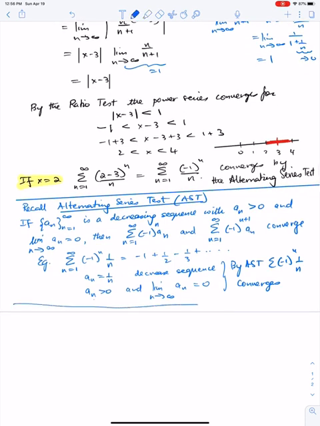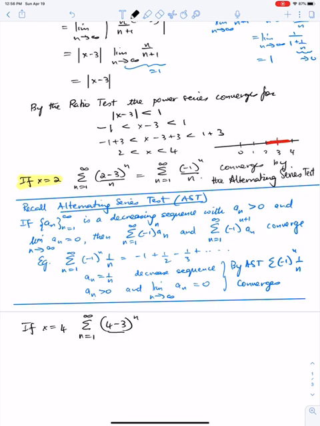And similarly, when x is equal to 4, what you get is a summation n equals 1 to infinity of (4 minus 3)^n over n. So this is summation 1 over n. This diverges by the p-series test. When we did the p-series test, this was one of the things that we did.